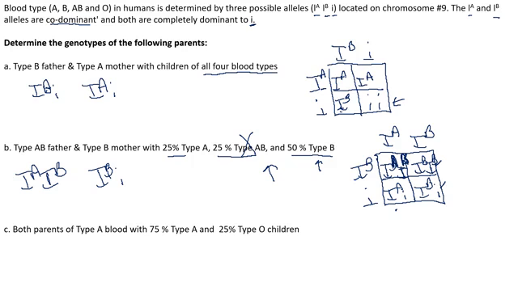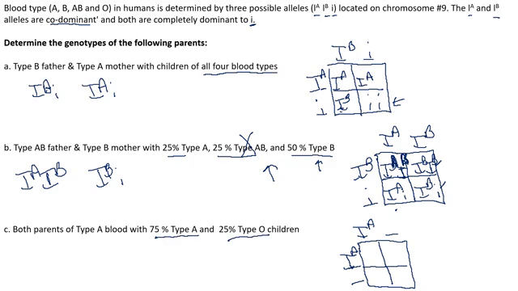Now let's look at C. Of course, we're going to start out with a Punnett square. So both parents have type A blood. Let's put the line there because we don't really know the exact genotype, because there are two possible genotypes. Well, 75% of their children have type A blood and 25% have type O. So how do they get that O child?